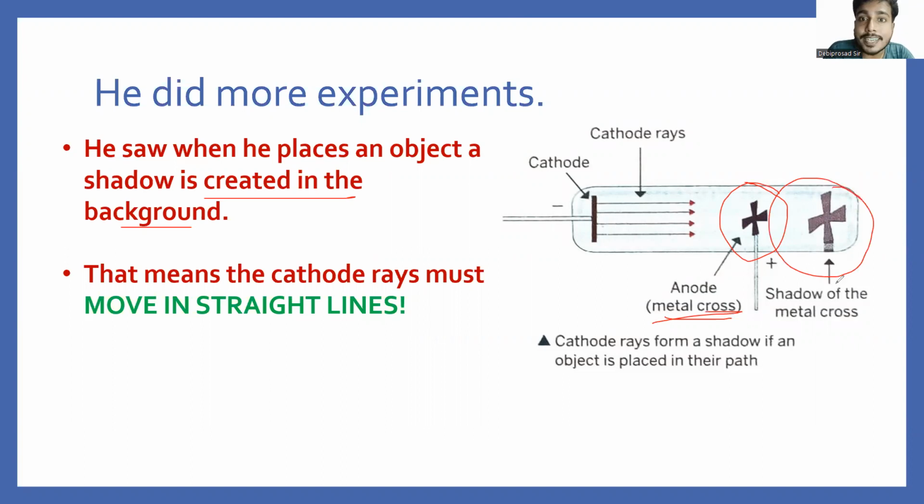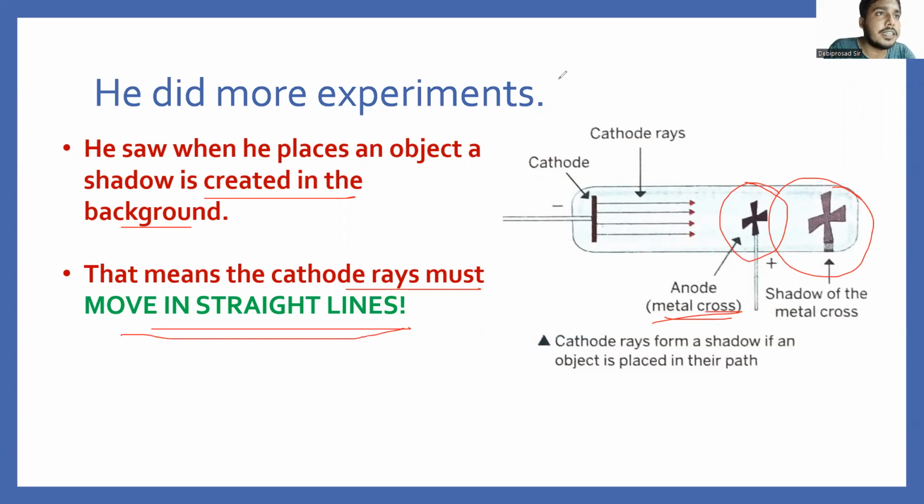So the shadow of that metal cross is falling on the other side of the object. That means what? That means the cathode rays must move in a straight line. Otherwise, if it was not moving in a straight line, you would not see a shadow. Obviously, when the sun rays are falling in a straight line, you can see your shadow. If they are coming from all directions, you cannot see a shadow. It is true for sun rays and every other ray. So the first conclusion he made is that the cathode rays, whatever they are, move in straight lines.